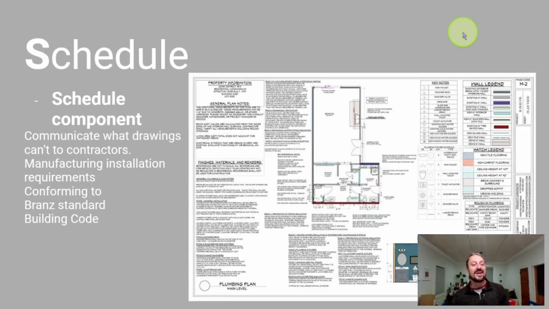Scheduled components. It communicates what drawings cannot. It's not uncommon to get a 3-bedroom house, get a few drawings with it, 250 pages worth of reading. Now that is our scheduling. It communicates the manufacturer's installation requirements that need to line up with the relevant standards or the building code.